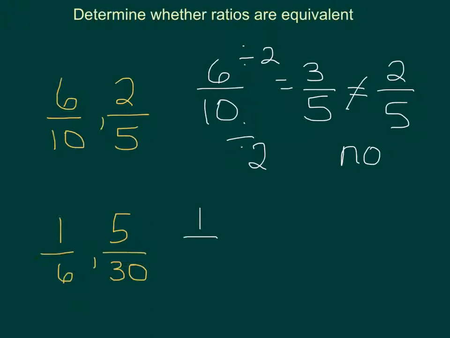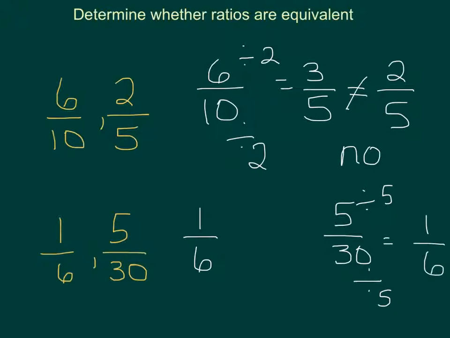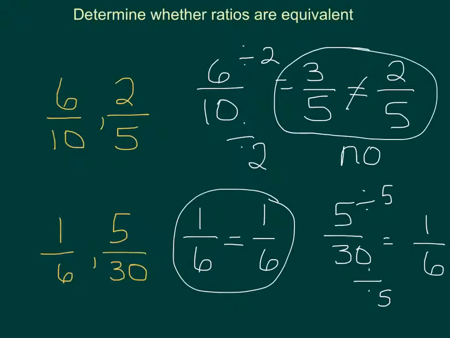The next example is 1/6. So 1/6 is in its simplest form. Now we have to simplify 5/30. If we divide the top by 5 and the bottom by 5, we get 1/6, and that's exactly what we were looking for. So we are able to say that those are equivalent fractions. You could say yes, or you could just demonstrate it with an equal sign.